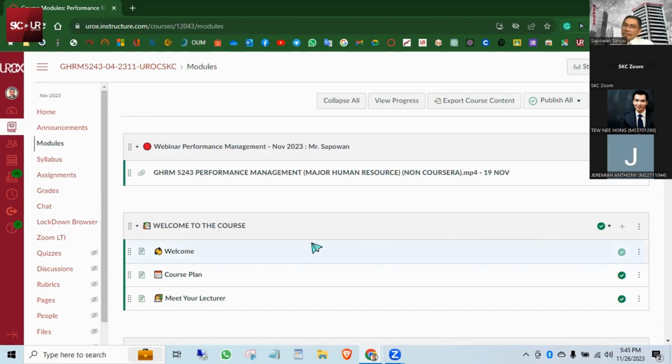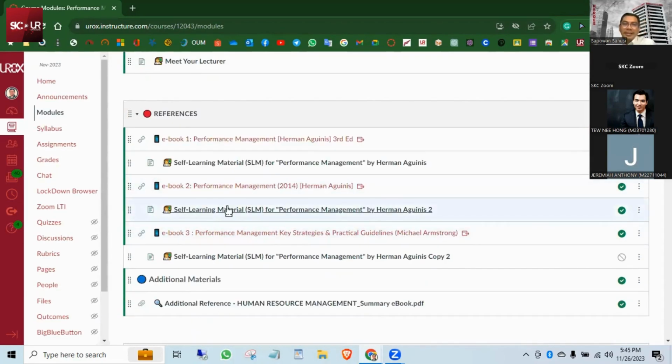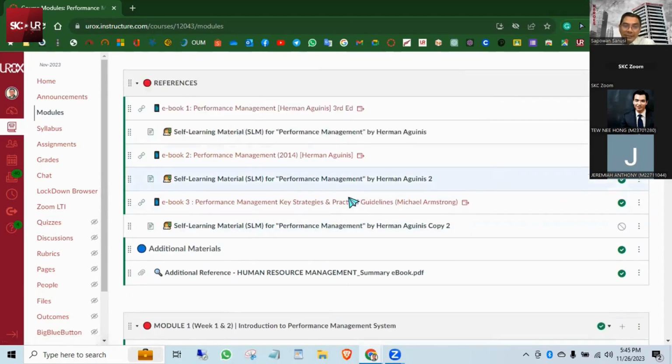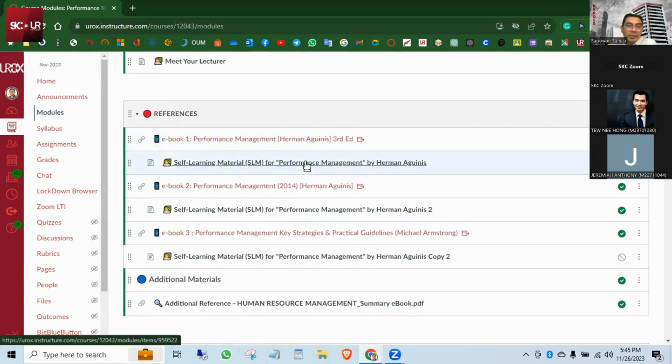Right, this is a Xerox. Okay, I already added so many things, including the self-learning material. Maybe the self-learning material is not up to date yet, and I need to add something. So if you want to know about these books, you just click.